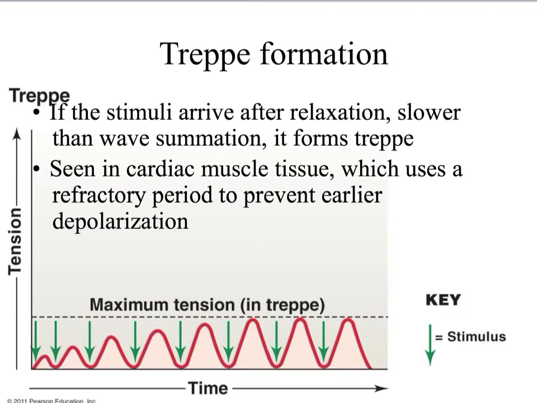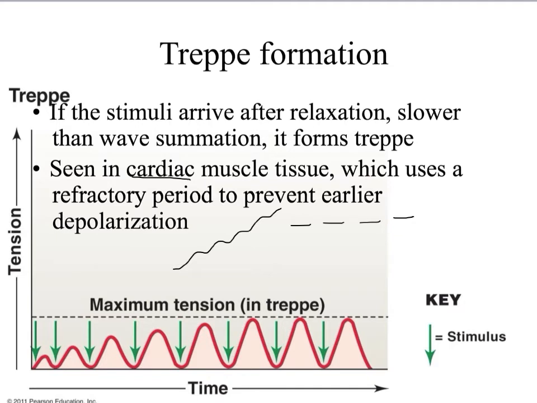So the wave summation gives you 4 times the strength of the treppe formation, but the treppe formation gives you a much more controllable type of force. So make sure you know that treppe formation is seen in cardiac. Now, I always had trouble with this in class because treppe is actually German for steps. And people think wave summation looks like steps, which it does. But don't be confused. Treppe, I prefer to think of it as a stepping stone type thing. So you've got these level stepping stones.